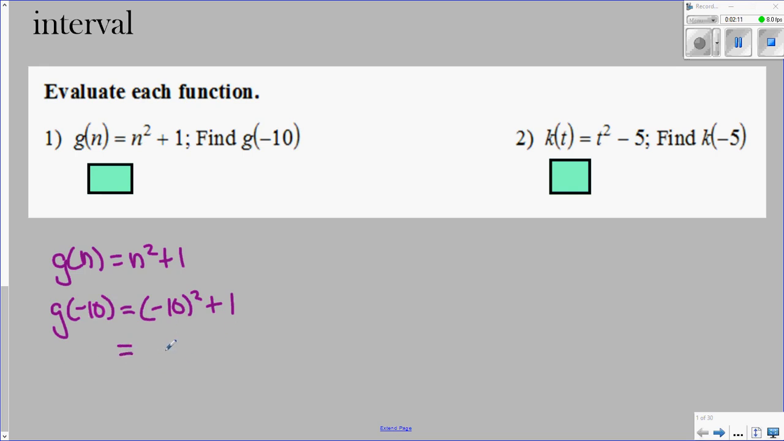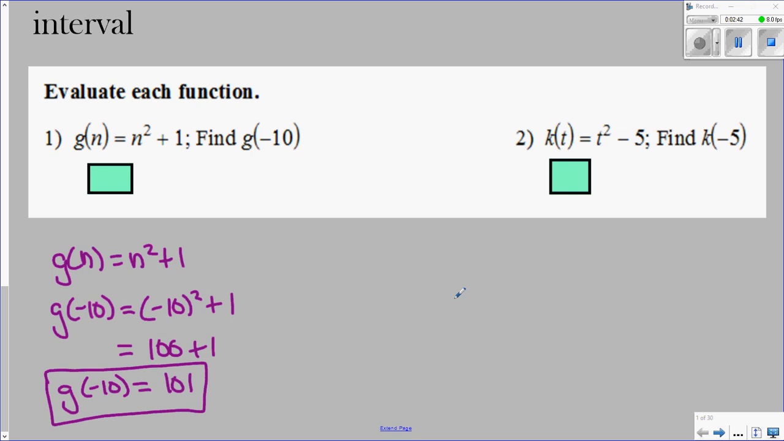So if you have a negative number, make sure that it's in the parentheses, because if you're squaring it, you're squaring that negative number, not the positive number, and then attaching the negative afterwards. So this will become 100, and then you just add on the 1, and when you write your answer, you should have it in the form of g of negative 10 equals 101, or whatever the answer would be.